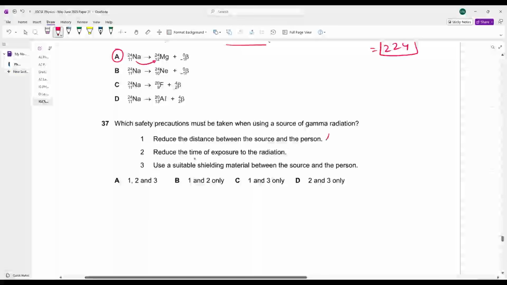Which safety precaution must be taken when using a source of gamma radiation? Reduce the distance between the source and the person? No, you don't have to die. Reduce the time of exposure? Yeah. Use a suitable shielding method? Yes. 2 and 3 are correct.